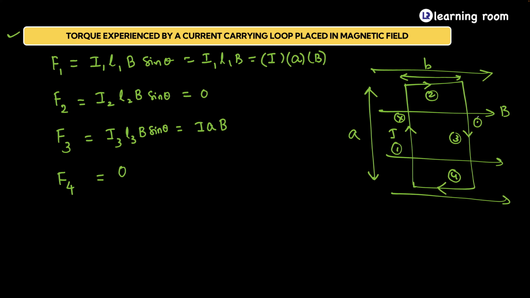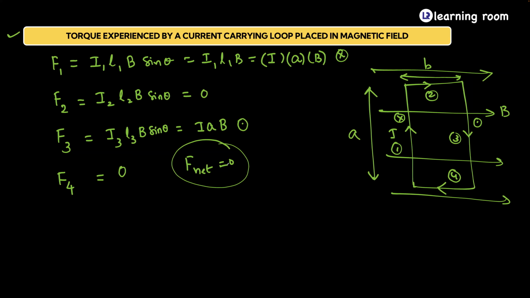So what is happening here is, here the force is into the plane, here the force is out of the plane. The other two conductors are experiencing no force at all. So what is the total force experienced by the loop as a whole? F1 plus F3 in the vector form, when you add it, one force is into the plane, the other force is out of the plane. The answer will be 0. So the net force experienced in this scenario is going to be 0.